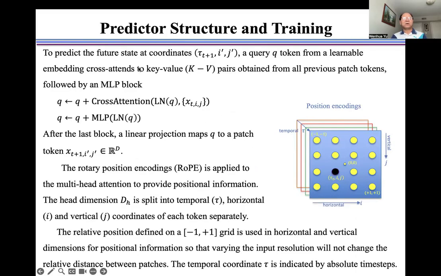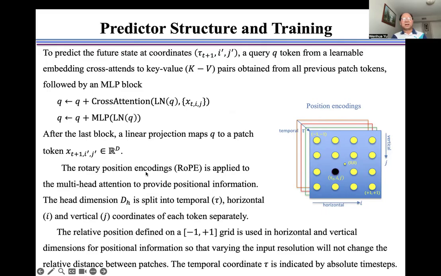To predict the future state at coordinates tau t plus 1, i prime, j prime, a query Q token from a learnable embedding cross-attends to key value pairs obtained from all previous patch tokens, followed by a multi-layer perceptron block as shown here. After the last block, a linear projection maps Q to a patch token x t plus 1, i prime, j prime.